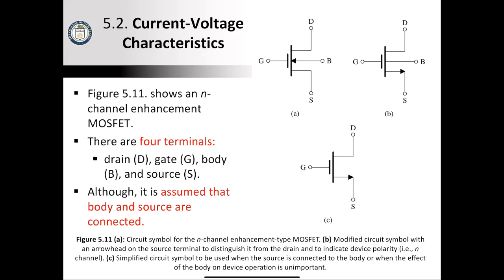Okay, so now current-voltage characteristics. Figure 5.11 shows an N-channel enhancement MOSFET. There are 4 terminals: the drain, the gate, the body, and the source, although normally it's assumed that the body and the source are connected. So just a quick little overview of different symbols that you may see here.